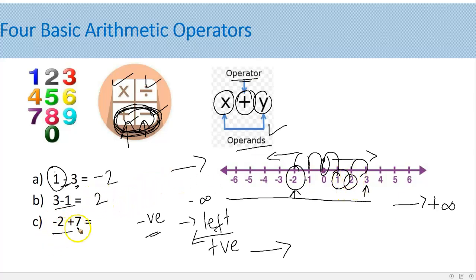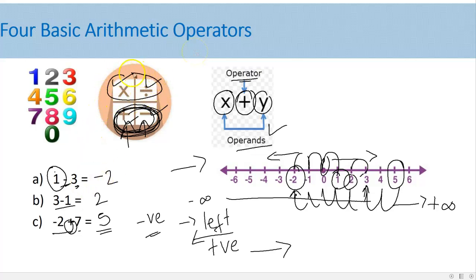Given -2 plus 7, we identify -2 here on the number line, but this time we are moving to the right since the sign is positive. We move 7 steps: 1, 2, 3, 4, 5, 6, 7. So the solution becomes 5.